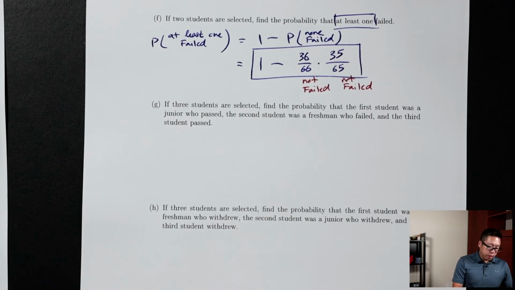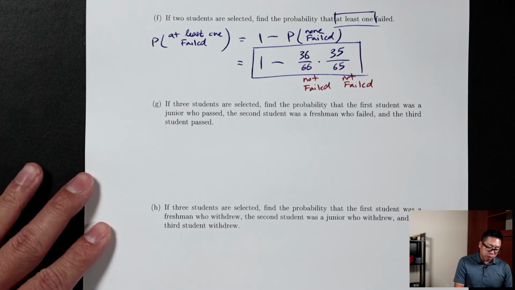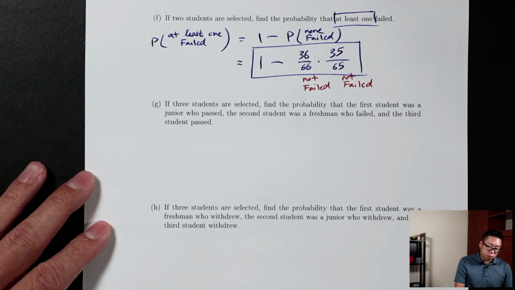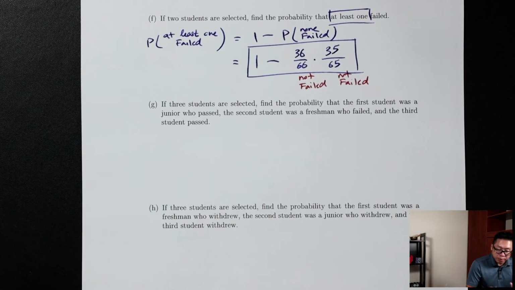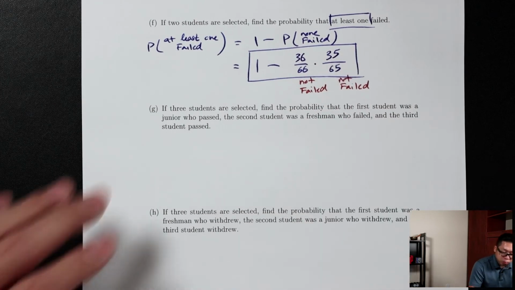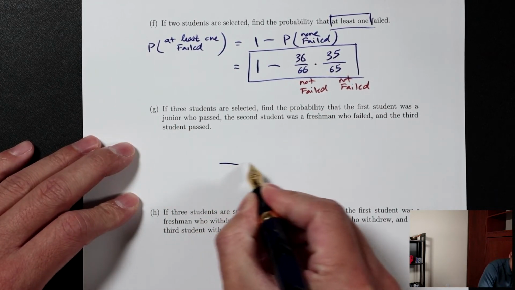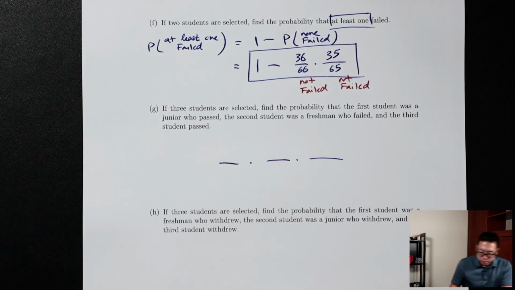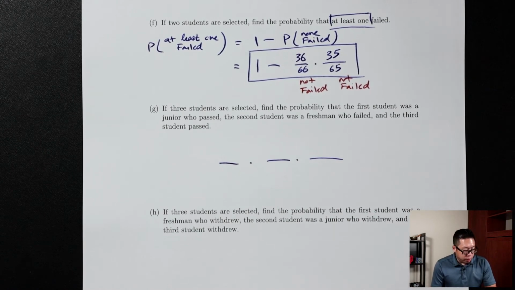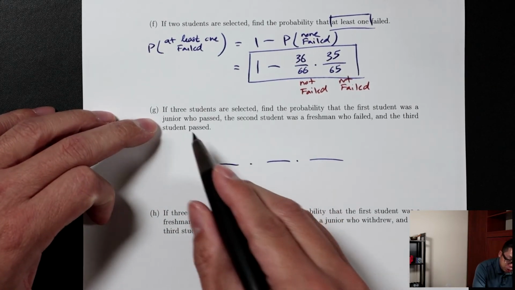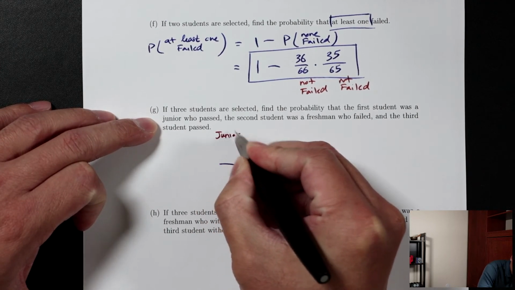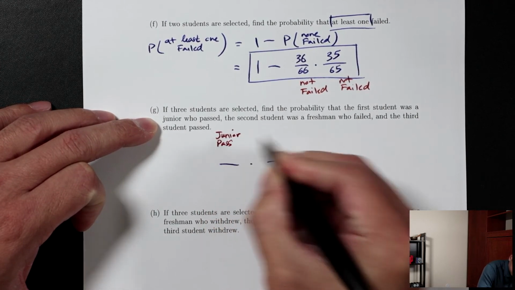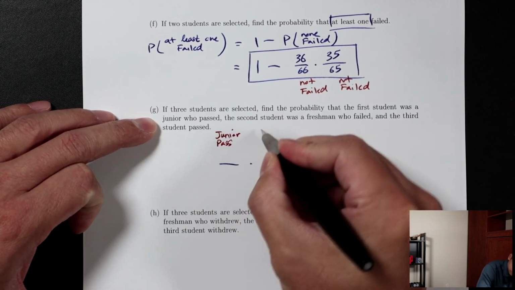Part G. If 3 students are selected, find the probability that the first student was a junior who passed, the second student was a freshman who failed, and the third student passed. So this one doesn't have the words at least 1, so this will be just regular 3 fractions. The first fraction I want to be junior who passed, so junior passed. Second student, freshman failed.